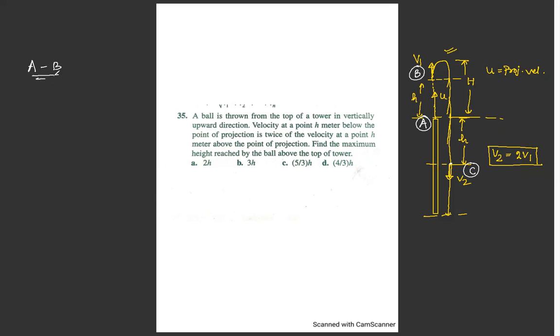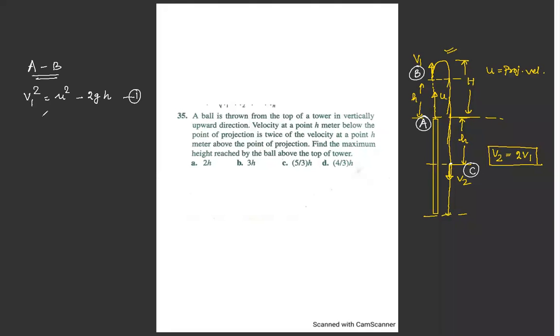Between A and B, can't you write the equation as V1 square minus U square is equal to, I can write it as, V1 square is equal to U square minus 2gh? This is my equation 1.